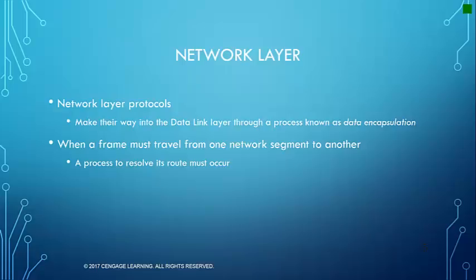When a frame must travel from one network segment to another, its route must be resolved. Local destinations can be reached with a single transfer at the data link layer. But remote destinations require forwarding and multiple hops to get from the sender to the receiver.